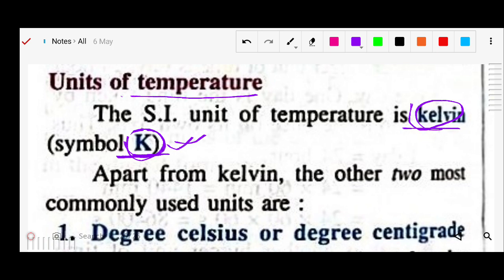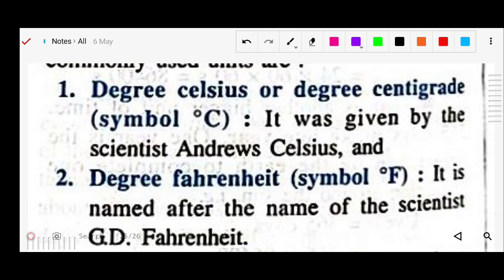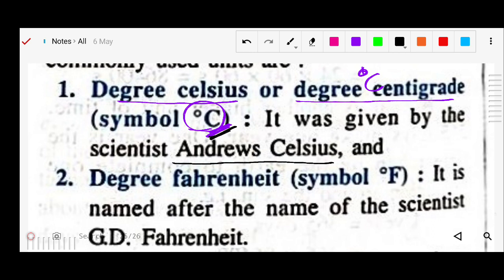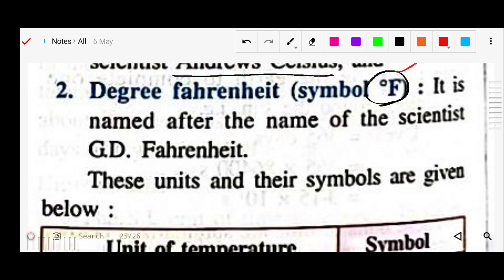Apart from Kelvin, the other two most commonly used units are degree Celsius, or degree centigrade, right? And again you can see it is written with a degree. This is the sign of degree Celsius, and this C is a capital letter. Why? Because it is named after the scientist, Anders Celsius, right? The second unit is the degree Fahrenheit, again in capital letter. The reason is that it is named after the scientist, that's why it is a capital letter. This is the symbol to write degree Fahrenheit. It is named after the scientist G.D. Fahrenheit.